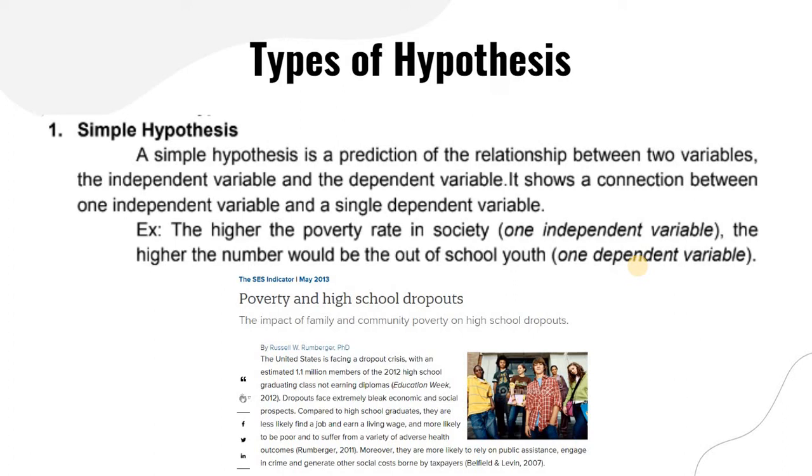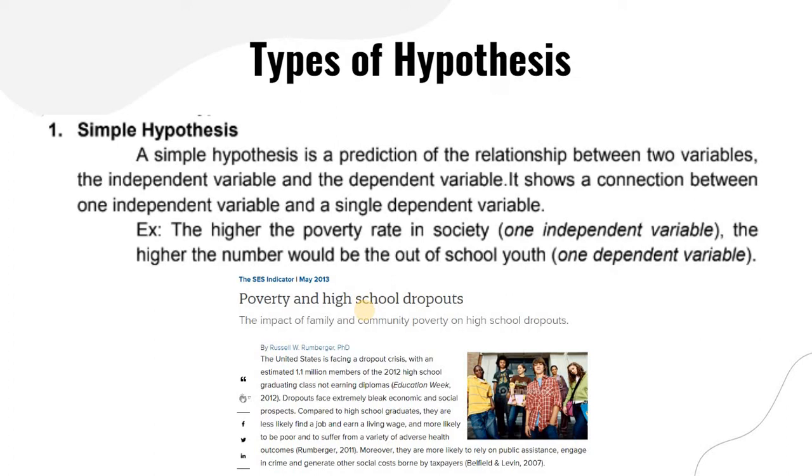So, may sample tayo ng isang study conducted in the US in 2012, poverty in high school dropout. So, technically, kapag mas mataas yung cases ng poverty, hindi na makakapag-aral yung ibang mga bata. Kasi not everyone can afford to go to private schools, while public schools has limited capacity. So, meron talagang hindi makakapag-aral. Kaya, mas malaki yung chances na mas marami yung dropouts. So, that's an example of a simple hypothesis.